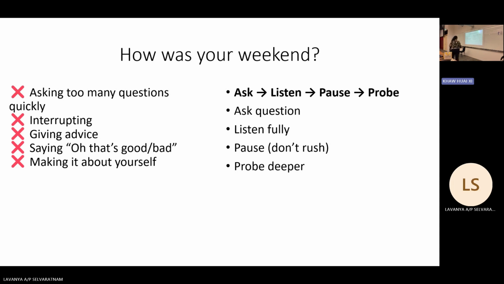So listen, pause, wait for a while. All of us are uncomfortable with silence, but you have to have some kind of silence. Wait for a while. Maybe the sample wants to add something, or wants to process what was said. But I said pause, not complete silence. Ask, listen, pause, don't rush, and then probe.